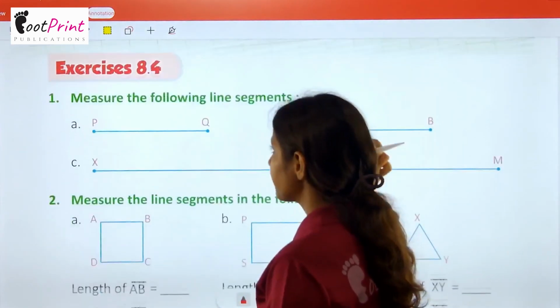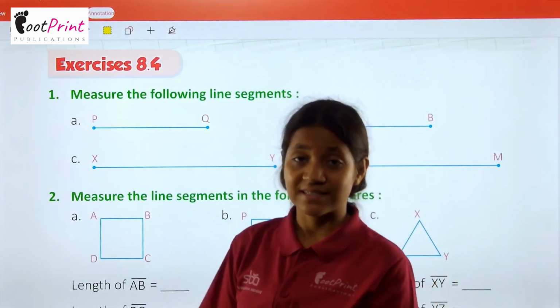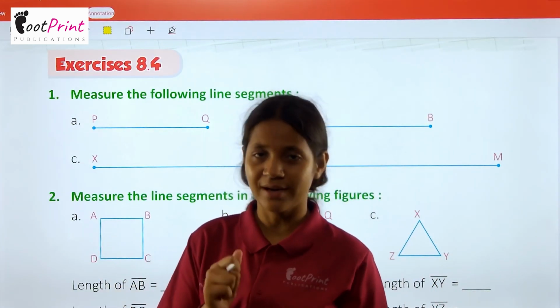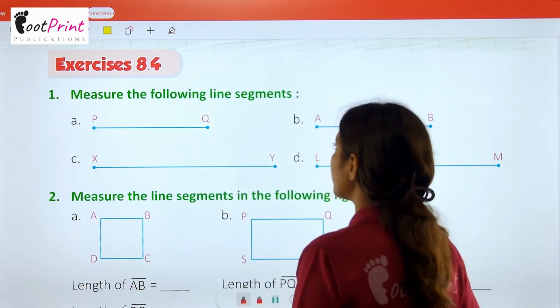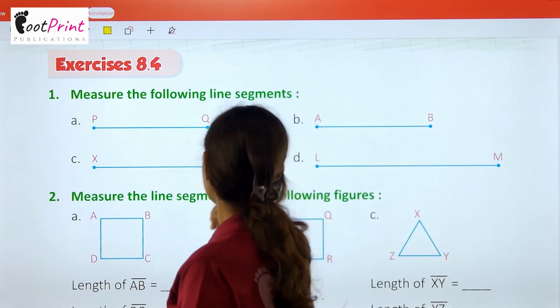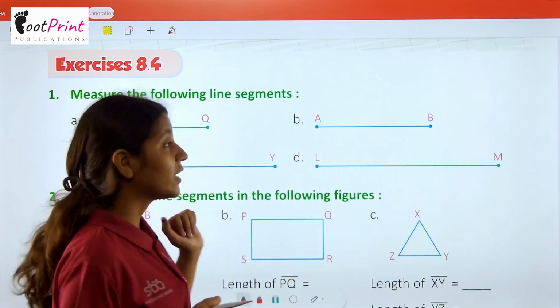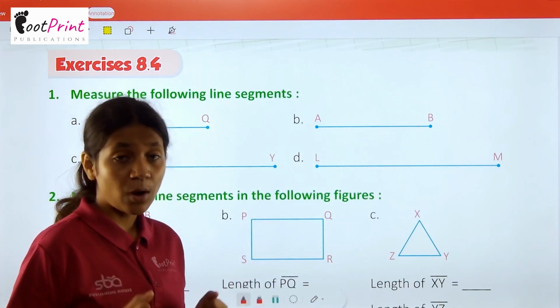Okay, now we have exercise 8.4. In this exercise we are going to measure the line. So let's start it. Measure the following line segment. First is PQ, then AB, then XY, and then LM. So these you can do by the help of a ruler.